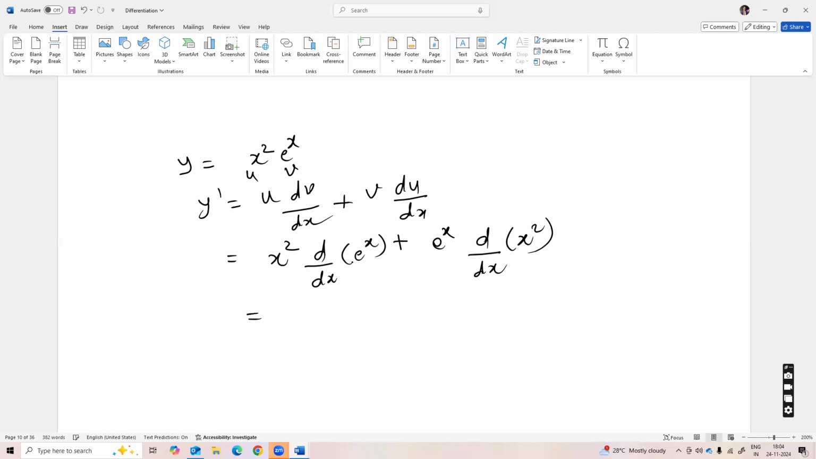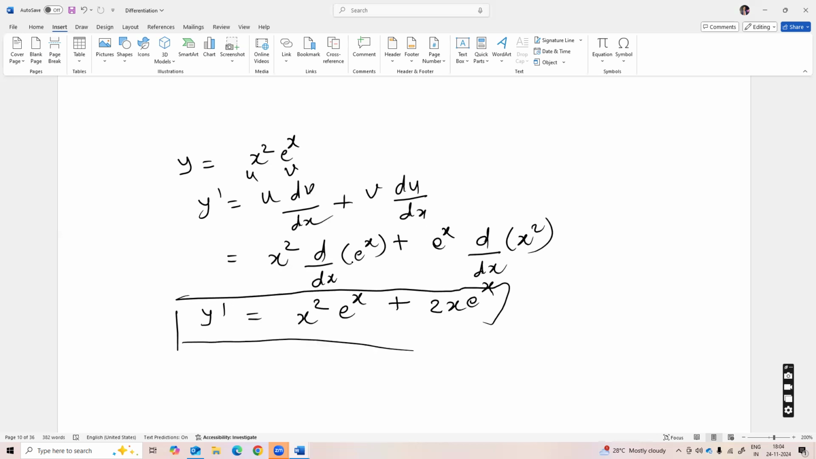So the derivative of e to the power x is e to the power x itself. So here we got x square e to the power x plus, since the derivative of x square is 2x, we got 2x e to the power x. So y dash is basically x square e to the power x plus 2x e to the power x.